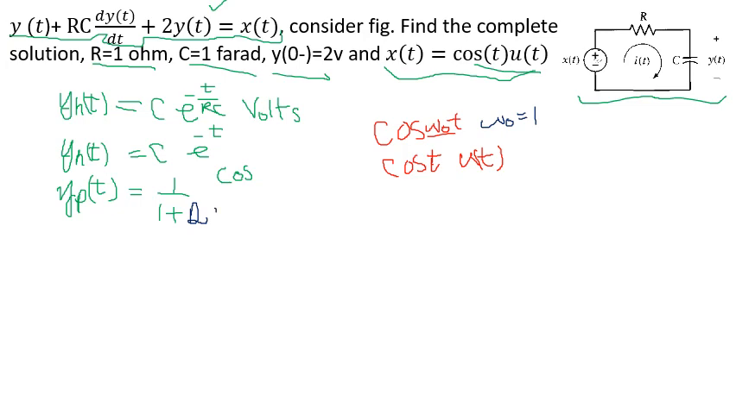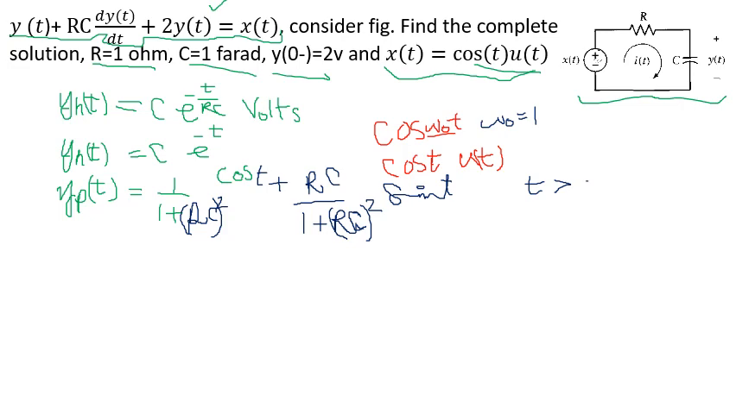RC, right, squared into cos of t, plus RC over 1 plus RC squared into sine of t, right? And t is greater than 0 because we have the step function here.